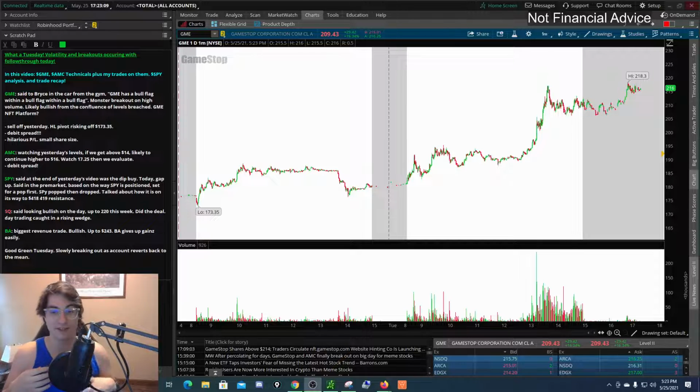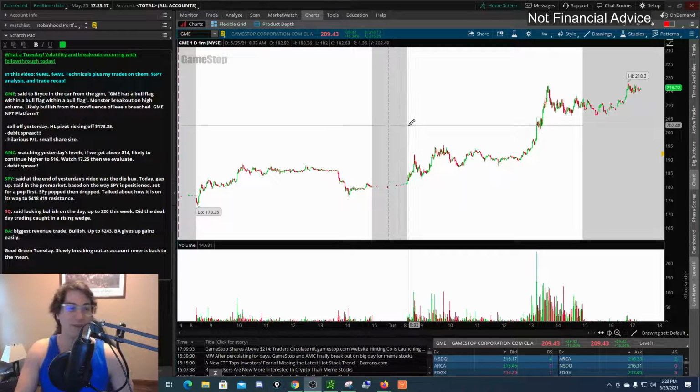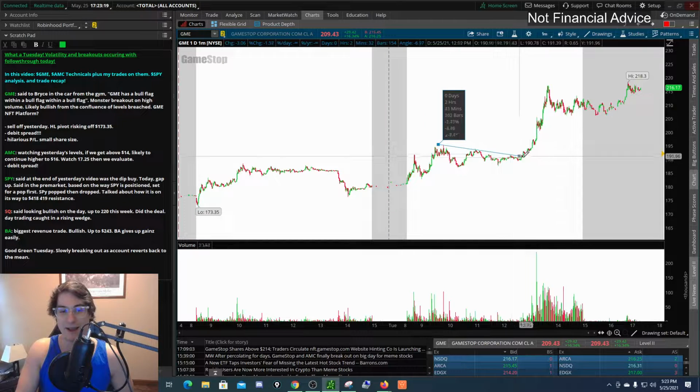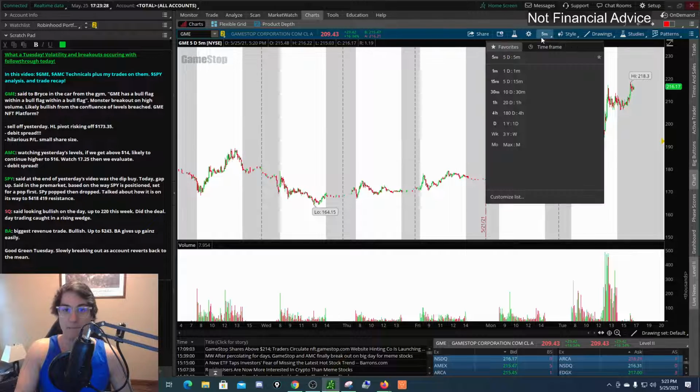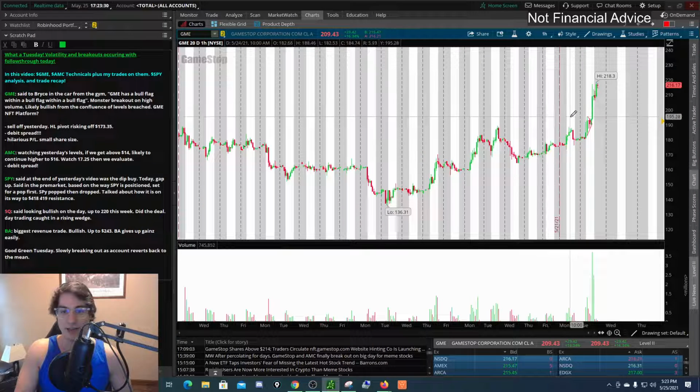After the morning session of trading, I was in the car on the way back from the gym with Bryce, and I was saying, Bryce, GameStop has a bull flag within a bull flag within a bull flag. And what do I mean by that? Well, we've got a little pinch right here if we're looking at this 1 minute time frame. And if we zoom out just a little bit, look at that nice good pennant pattern, but keep zooming out. Go to the hourly time frame.